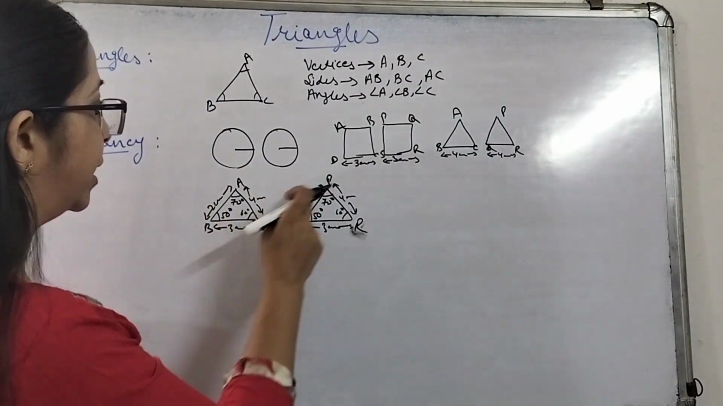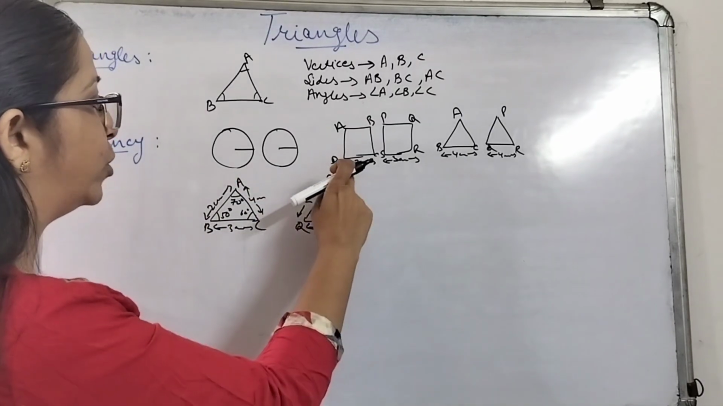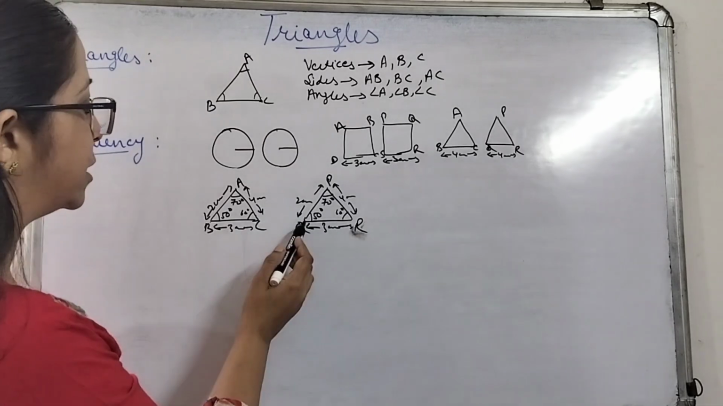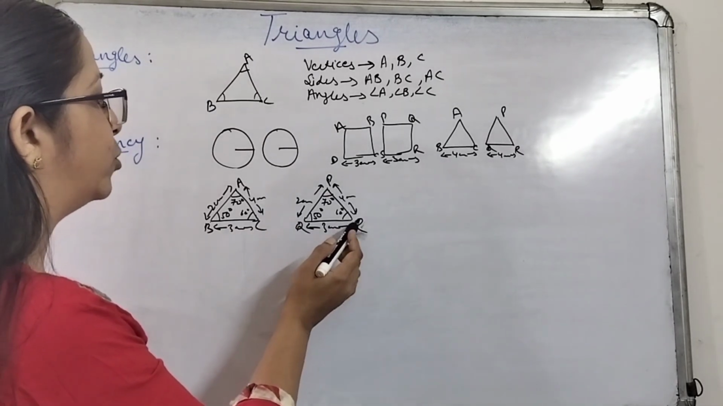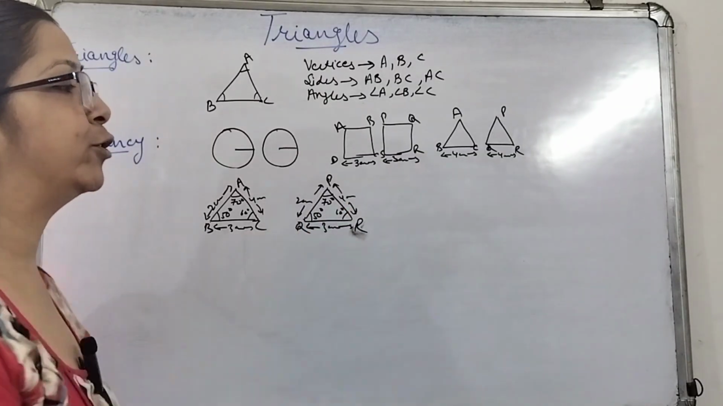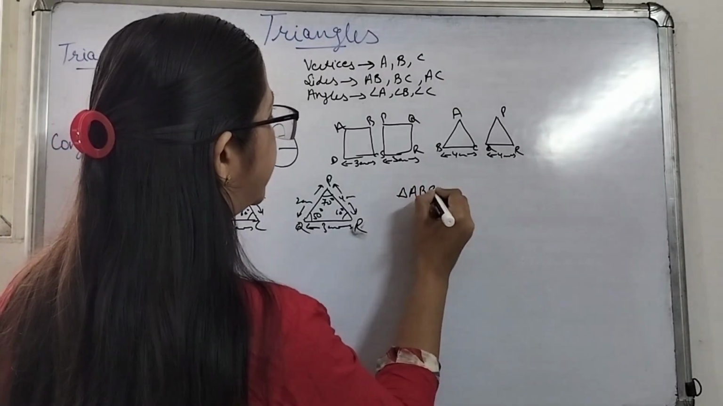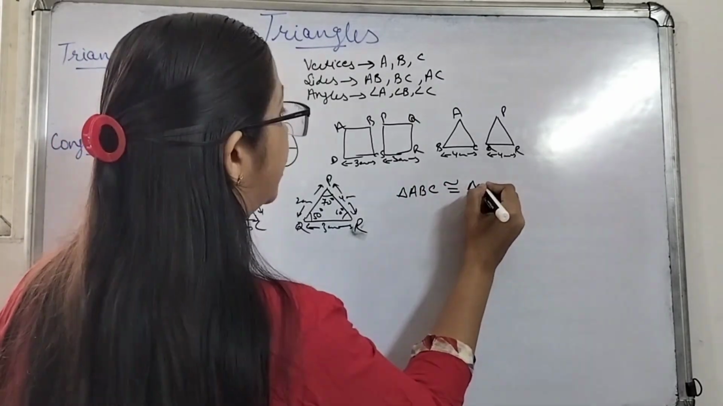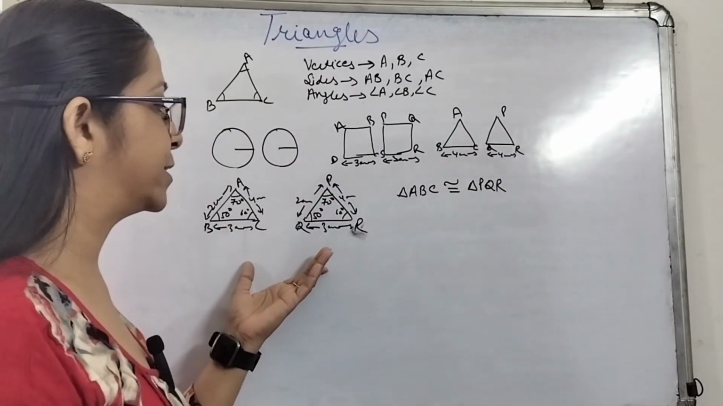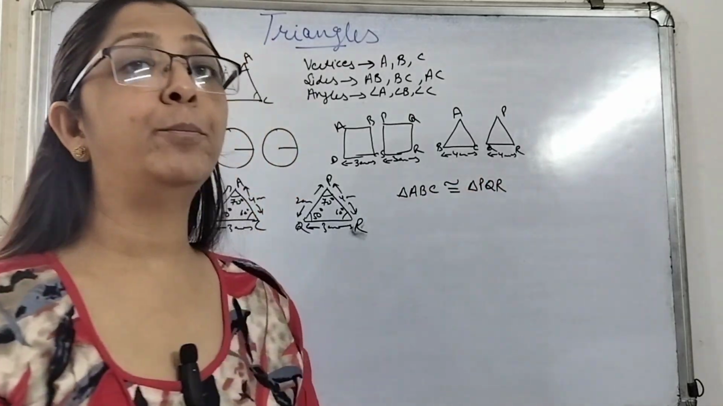Because see, AB is equal to PQ, BC is equal to QR, and AC is equal to PR. Similarly, angle A is equal to angle P, angle B is equal to angle Q, and angle C is equal to angle R. So we will be saying that triangle ABC is congruent to triangle PQR. This is the sign for congruency. If these two triangles are congruent, we will write it as triangle ABC is congruent to triangle PQR.